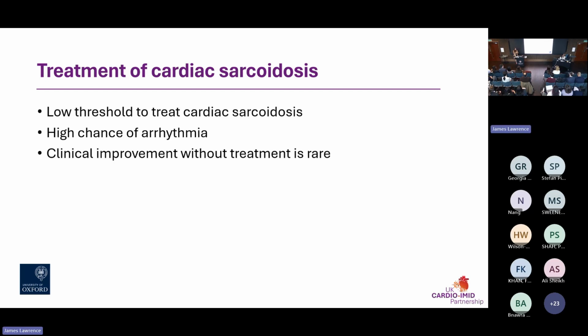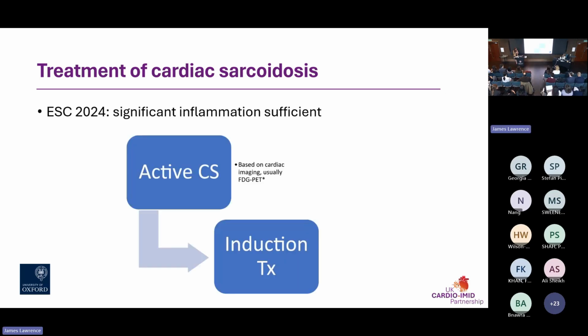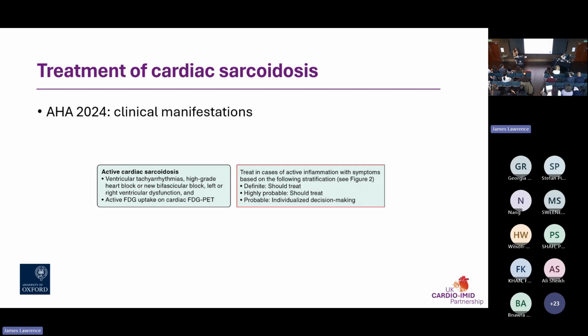So in terms of treatment, we have a pretty low threshold to treat for cardiac sarcoidosis. That's because these patients have a very high risk of arrhythmia. And also we find that if you don't treat them, they don't tend to get better. Some slight divergence in the guidelines. So the ESC will say that any sign of inflammation, usually on FDG PET, is sufficient to treat. But the AHA wants some sort of clinical manifestations as well.